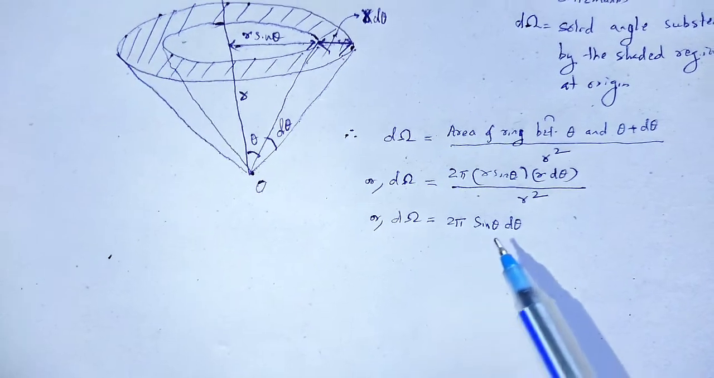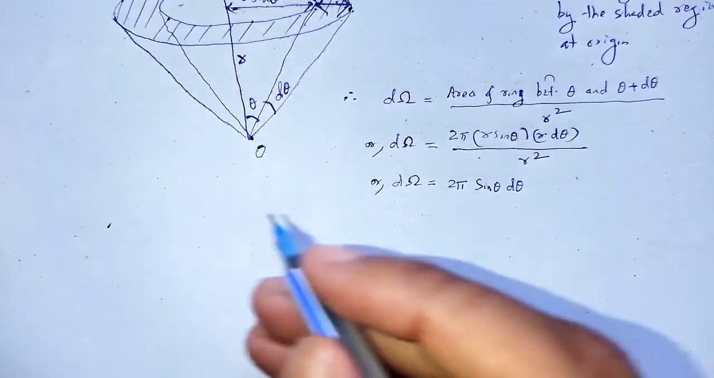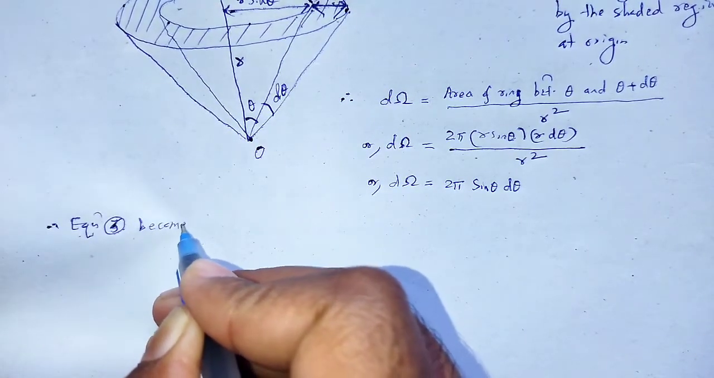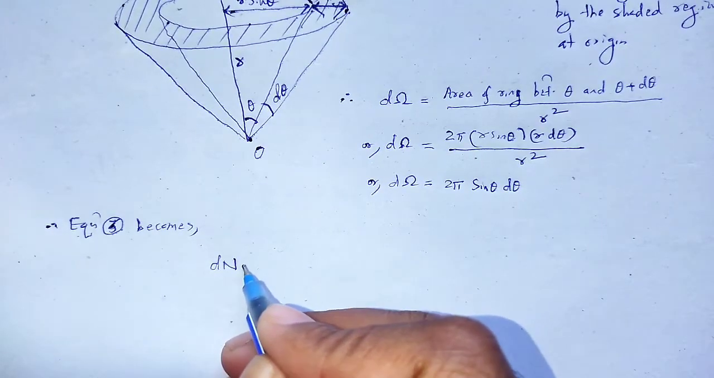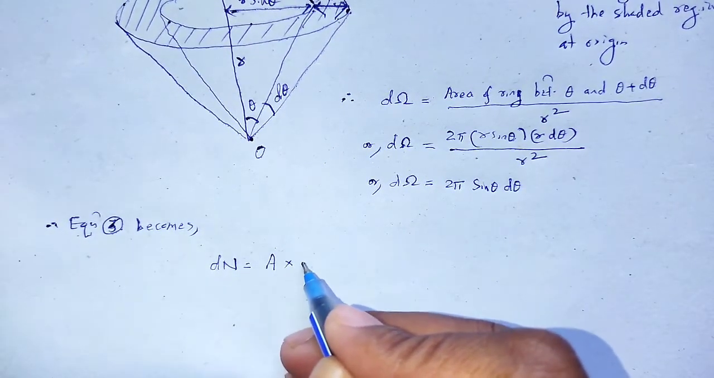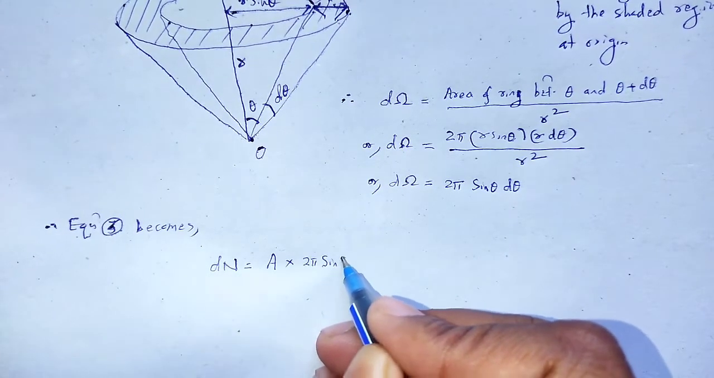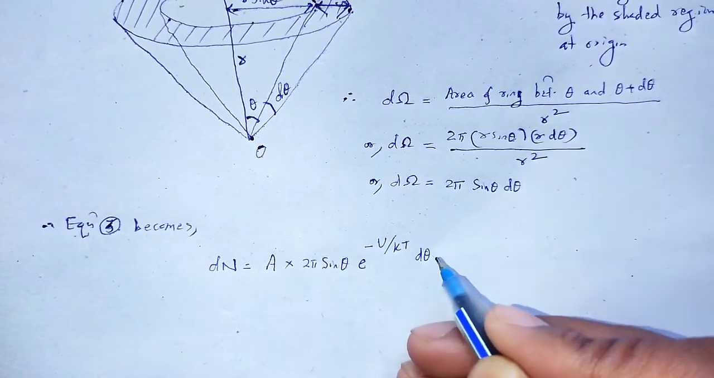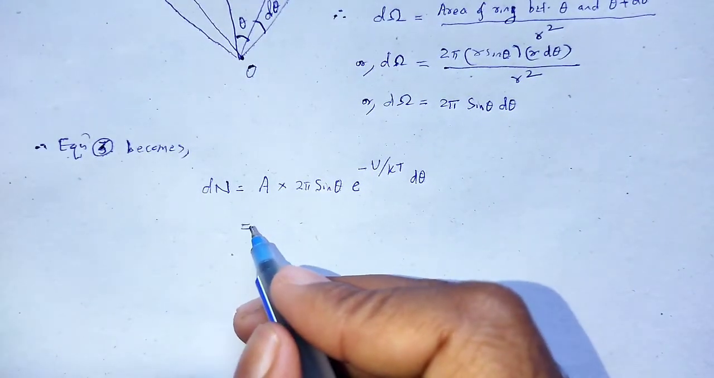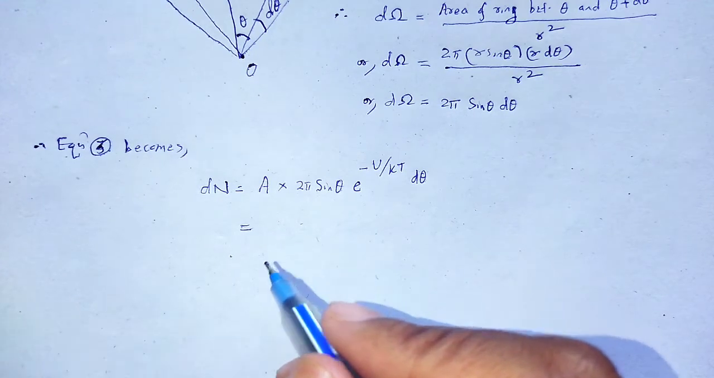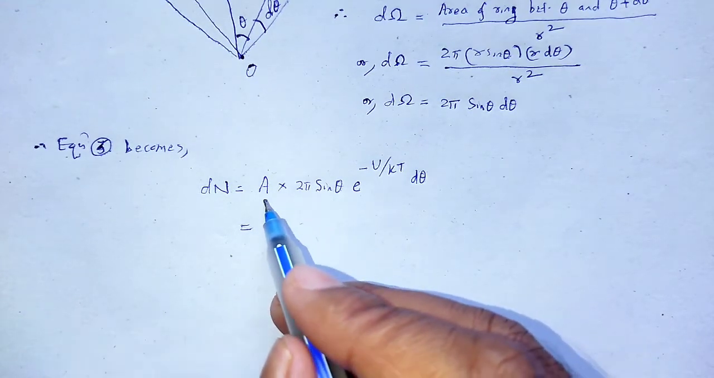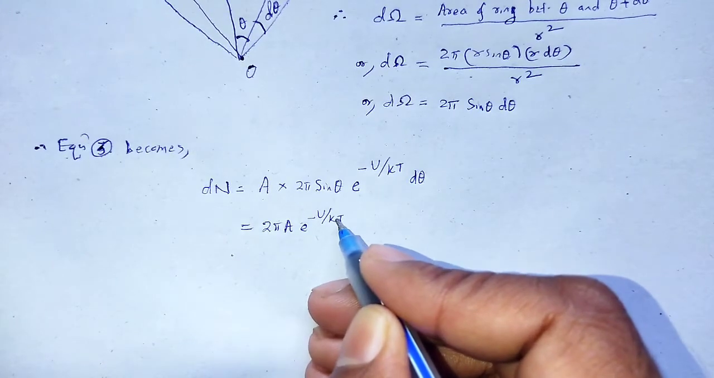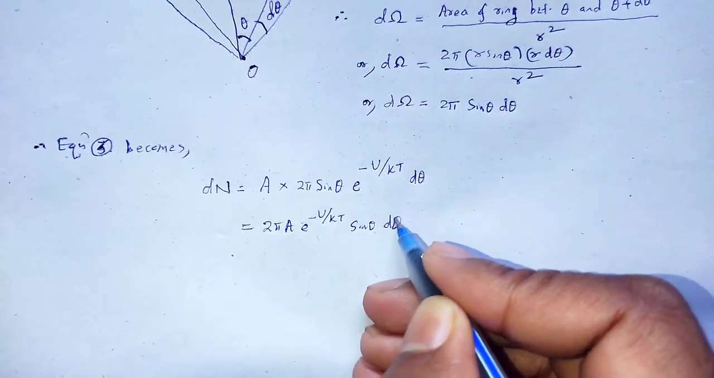Let that d omega value be put into equation number 3. Therefore, equation 3 becomes dn is equal to a into 2 pi sin theta e to the power minus u by kt d theta, is equal to, rearranging the terms, 2 pi a e to the power minus u by kt sin theta d theta.